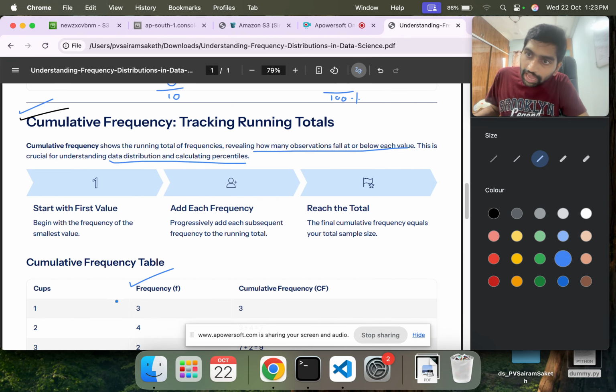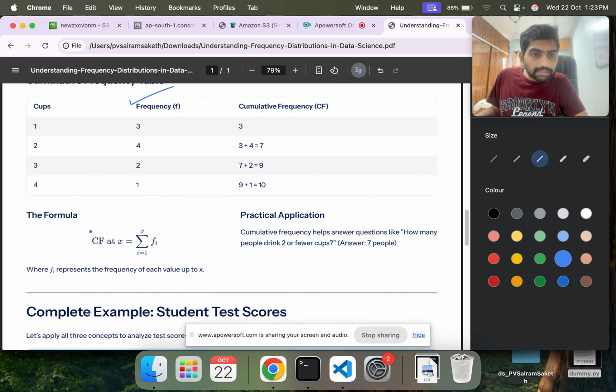Okay, calculating the cumulative frequency is very important. This particular formula we will be using to calculate it. So what is this? First, you calculate the frequency. The first frequency is 3. Then, if you add 3 plus 4, you will get the value 7. So this 7 will be coming here.